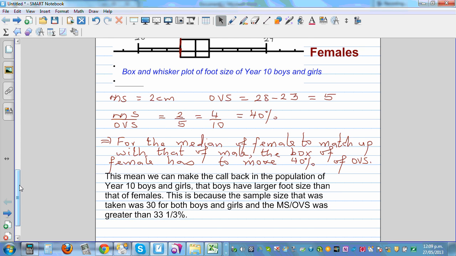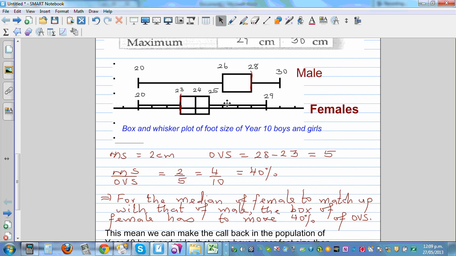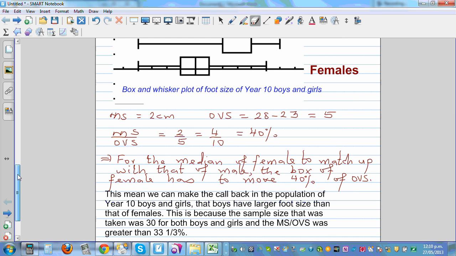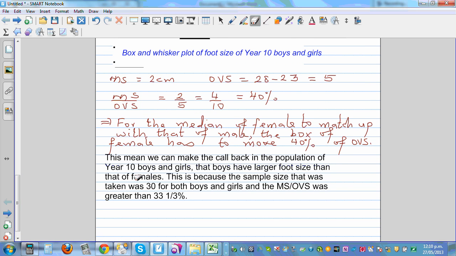So in both ways, one thing is very obvious, you can also talk about the overlap. There is no overlap between the boxes, and that's one thing that I didn't say. Just looking at the boxes, you can see there is no overlap. The median shift divided by overall visible spread is greater than 33 and 1/3%. And so we can make the call back in the population of year 10 boys and girls that the boys have larger foot size than that of females.